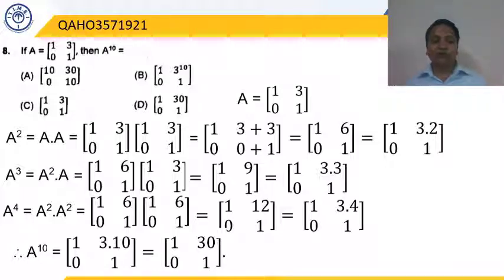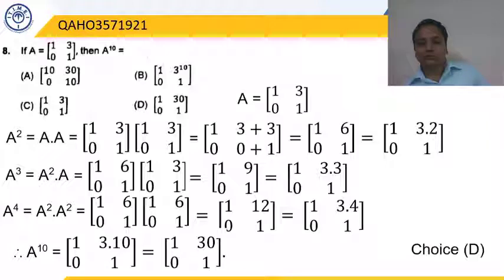So in this way, I hope this is clear. At least 1 to 2 lines you are supposed to write, and then you multiply and get your results for sure. I hope this is clear, everyone. Now the choice is D.